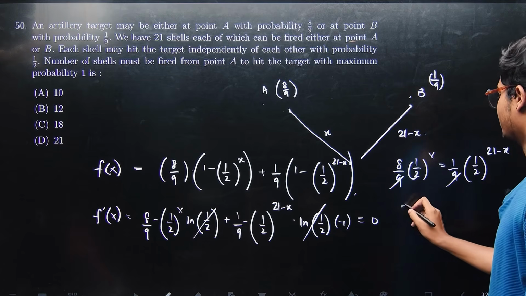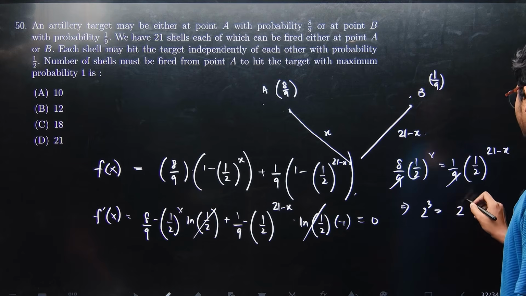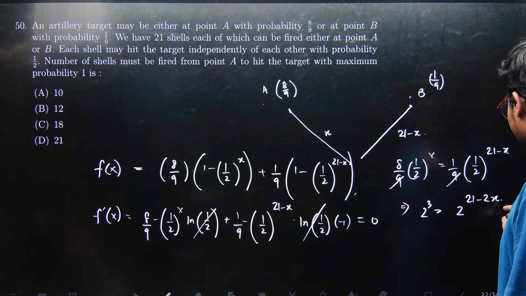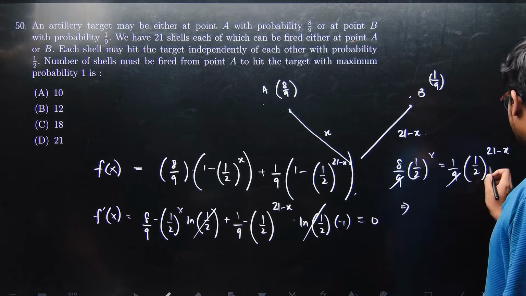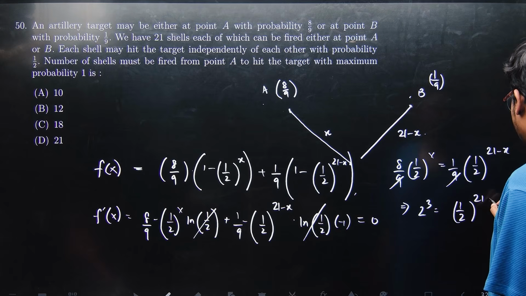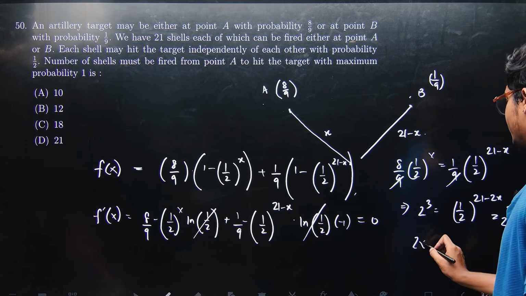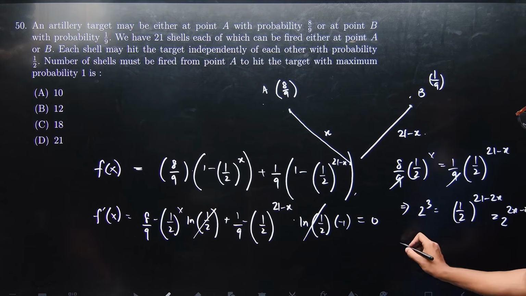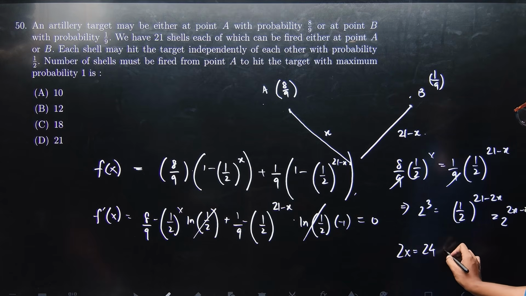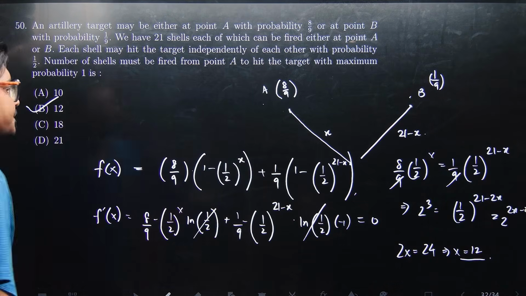This 9 cancels out. You want 2 cube to be equal to, this will become 2 power 21 minus 2x. Sorry, this is 2 cube should be equal to half to the power 21 minus 2x, which is 2 power 2x minus 21, which means 3 equals 2x minus 21. So 2x is going to be 24. So the value of x is 12, right? So to maximize this, you want to fire 12 shells towards A, right? So answer is option B.